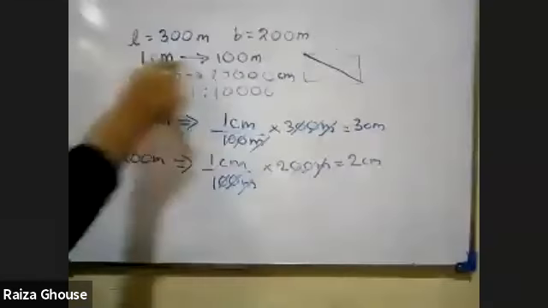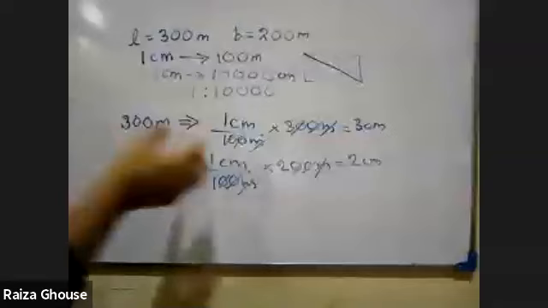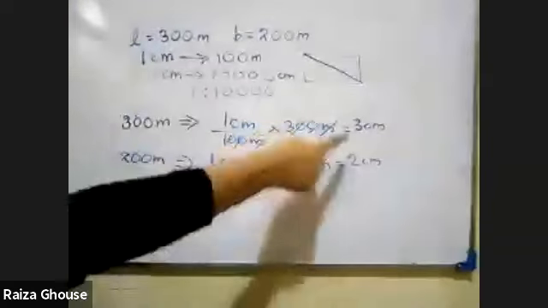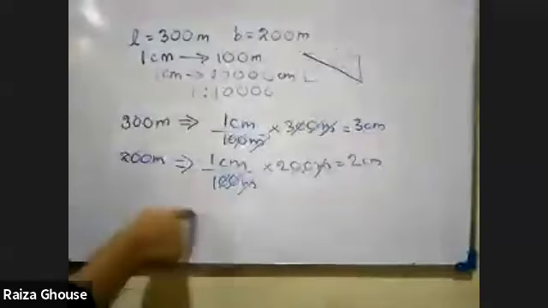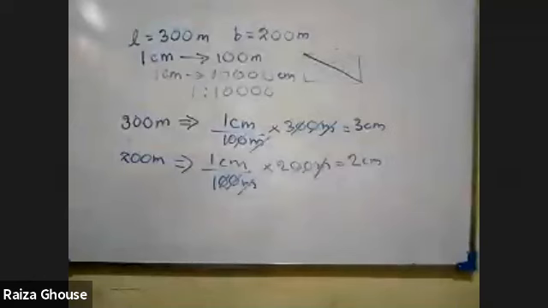So using this one, 1 centimeter is representing 100 meter. So 100 meter is showing 1 centimeter. Then 300 meter means 3 centimeter. 100 meter is 1 centimeter. 200 meter means 2 centimeter. Right? So this is the way of doing the question.